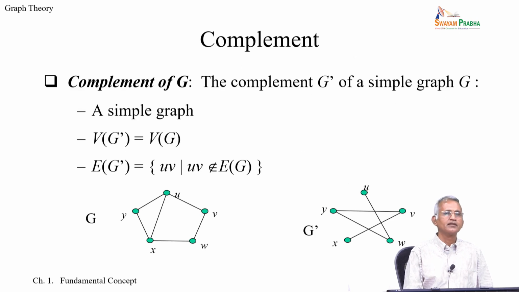Next, complement. The complement G dash of a graph G is a simple graph where V of G dash equals V of G, and E of G dash equals the set of edges UV where UV is not in E of G. So, that is the meaning of the complement of one graph to another. For example, you take this graph. Now, there is no edge connection from U to Y and Y to X. So, there is no connection between U and V, right. Therefore, this is the complement of the graph, from G to G dash.